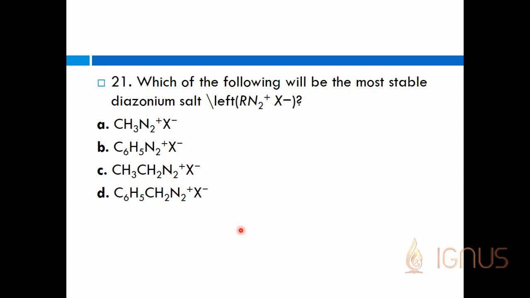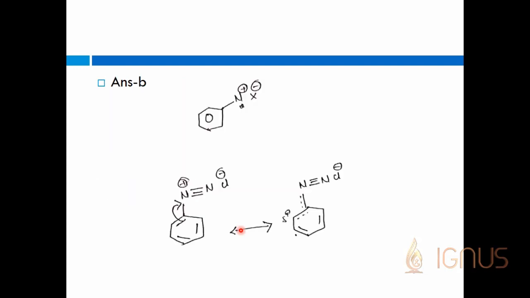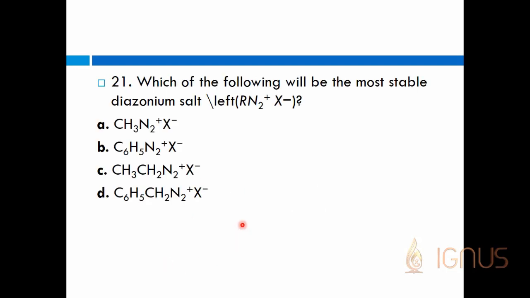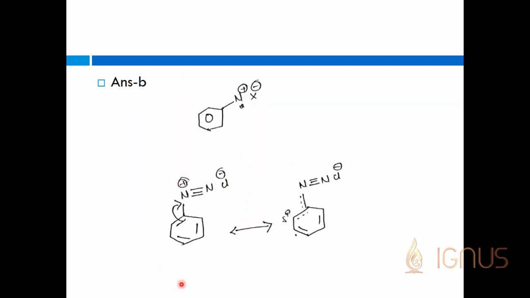Let us discuss the solution for this question. Answer is option B. This is the answer. Since a positive charge on an atom is not stable, this N plus will gain electrons from benzene, because due to resonance this positively charged nitrogen will gain the electron. Hence this molecule is highly stabilized. In all other molecules there is no presence of resonance. Hence this is the highly stable benzene diazonium chloride.